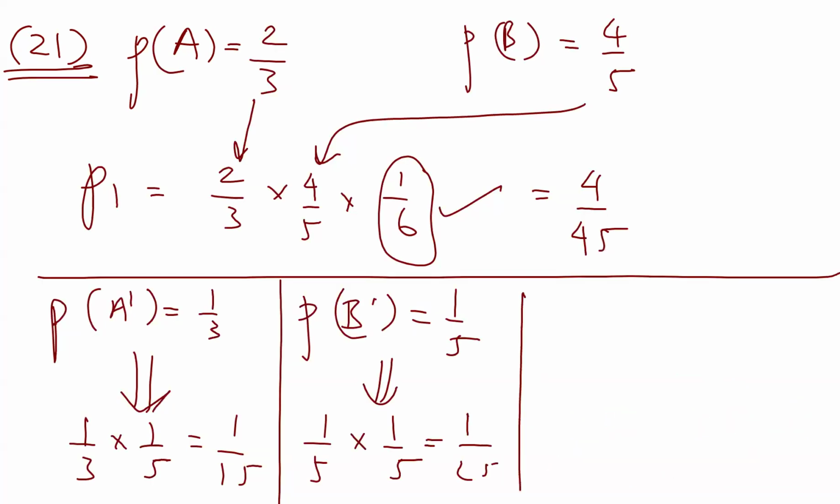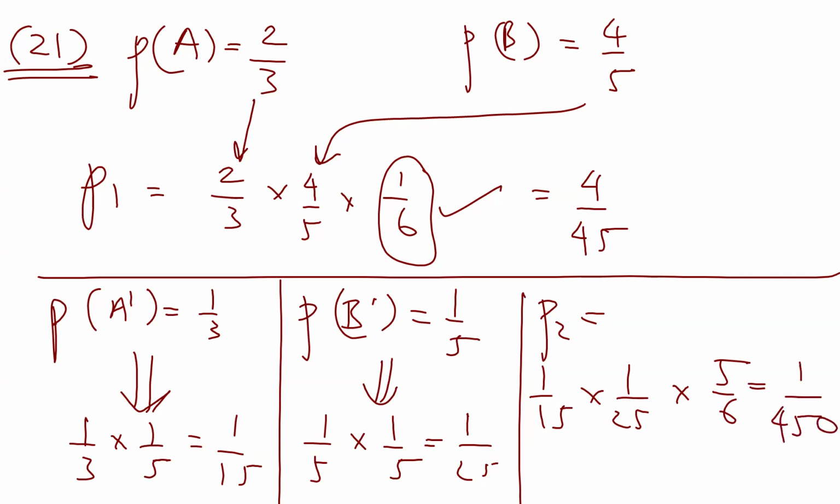And P2 is equal to, they are not asserting. That means they are not true. So that will be 1 by 15 for A, 1 by 25 for B. And what is the probability of getting a non-black ball? It is 5 by 6, because there are 6 balls. So this is equal to 1 by 450. Again and again, just watch this recording so that this problem is clear.